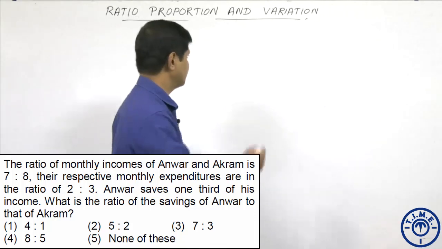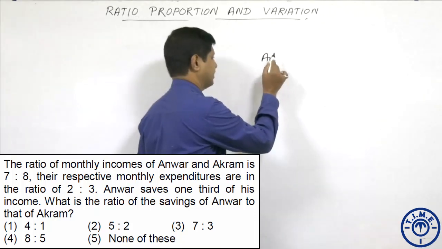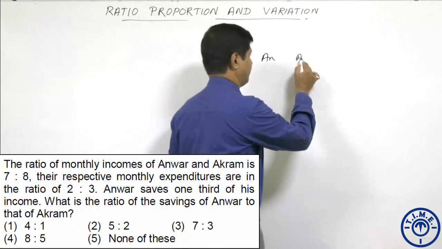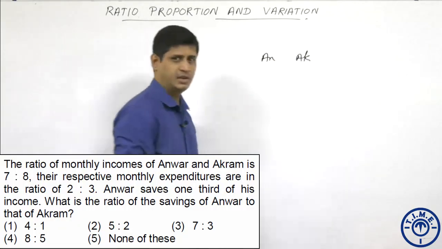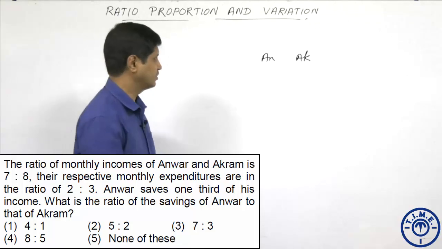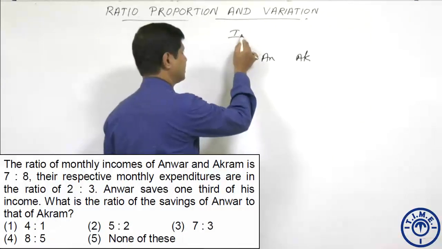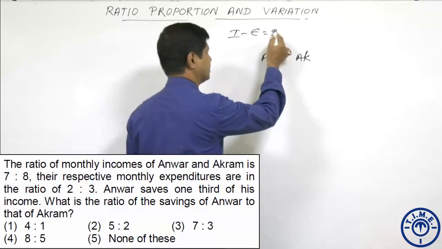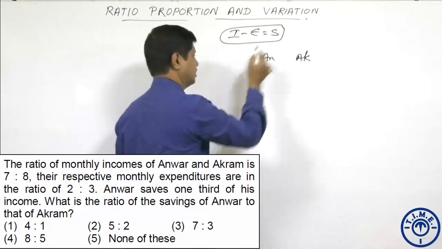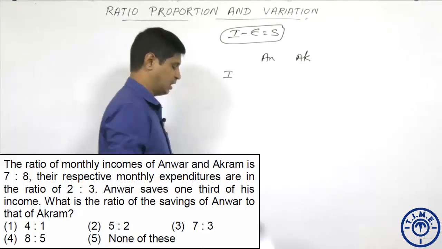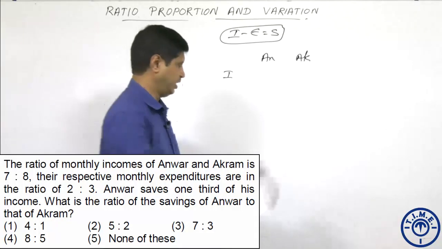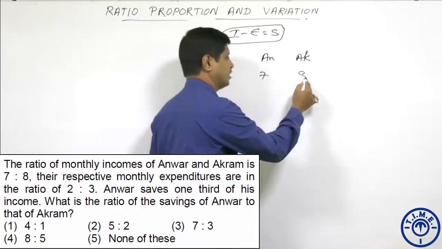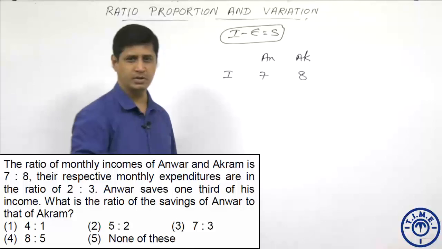Now Anwar and Akram. I am taking Anwar as AN, Akram AK. Now what is given here? Incomes, expenditures and savings. How are these related? Income minus expenditure results in savings. The ratio of the incomes is 7:8, which means the ratio is the simplest form of the original values.